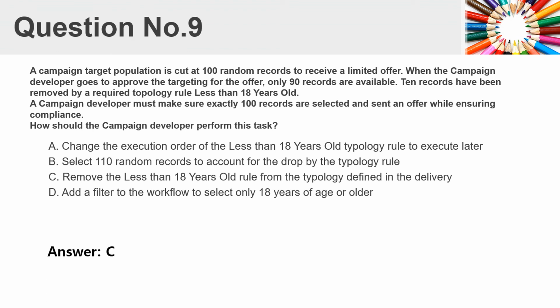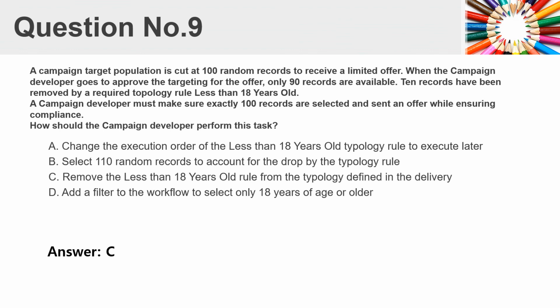Question number 9. A campaign target population is cut at 100 random records to receive a limited offer. When the campaign developer goes to approve the targeting for the offer, only 90 records are available. 10 records have been removed by a required typology rule, less than 18 years old. A campaign developer must make sure exactly 100 records are selected and sent an offer while ensuring compliance. How should the campaign developer perform this task?